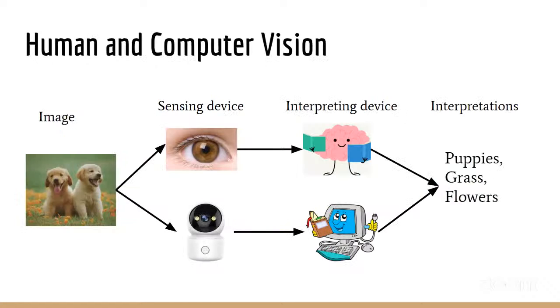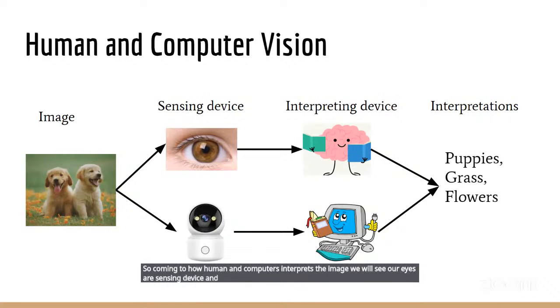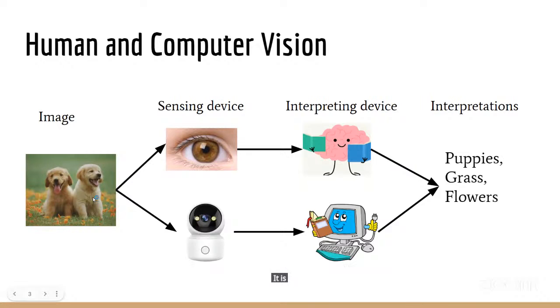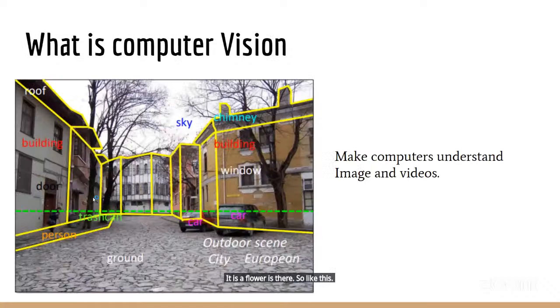Coming to how humans and computers interpret an image, we will see. Our eye is a sensing device and our brain is an interpreting device. What our brain exactly interprets, this is done by the computer. We need to make the computer interpret whether it is a puppy, grass, or a flower. So what exactly is computer vision? It is making the computer understand images and videos.